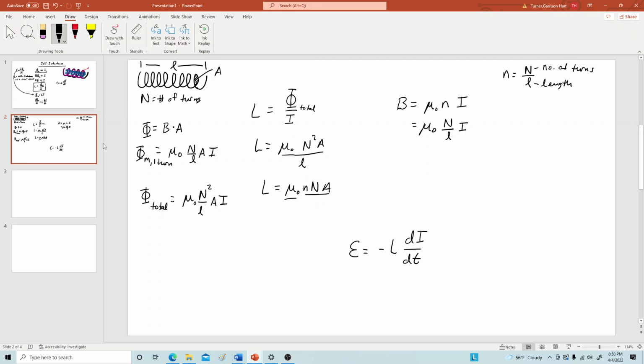But this is by far the most common shape for an inductor in a circuit, and it's because the solenoid, the coil, really does a good job of producing a strong magnetic field, even with small currents. And so the inductance is quite large for these shapes, much larger than for a single loop of current.